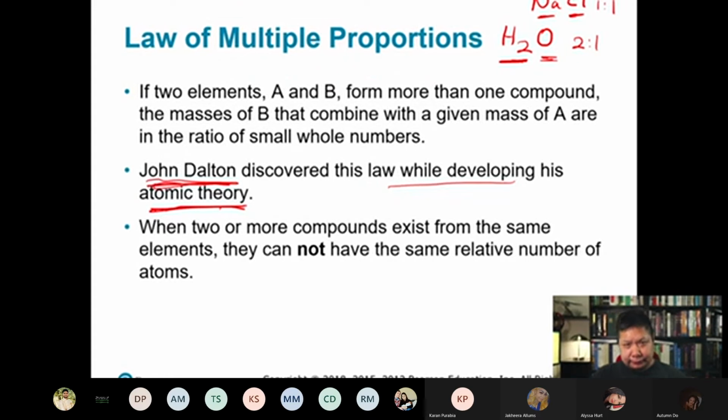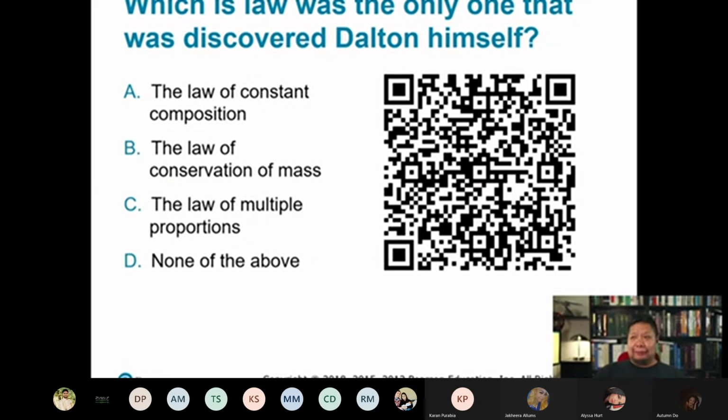Remember, the only one that Dalton came up with himself was the law of multiple proportions. The reason I want you to remember that is because your next question is this: which law is the only law that Dalton discovered himself? That was a link I accidentally put in there the first time, for the first question. Which law is the only law that Dalton came up with himself? Let me get the link for you again, just in case.